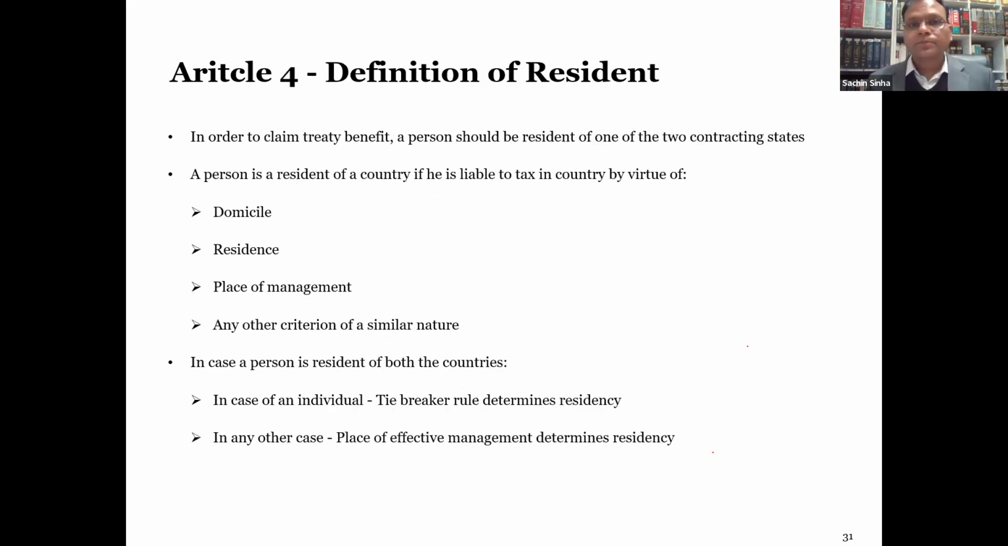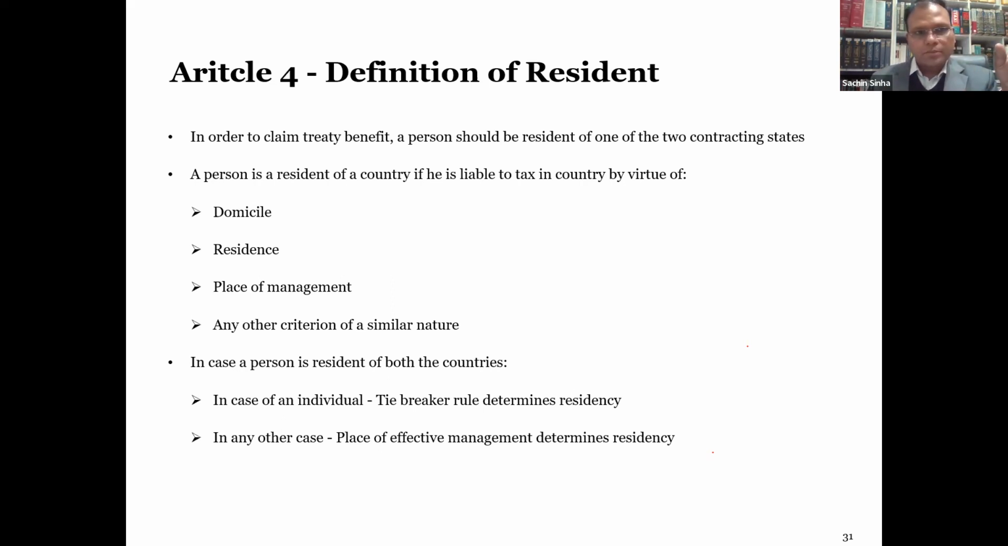So coming to residence. Why is the residency test important? Because since the beginning we are discussing, I am a resident of India, or the company is a resident of Singapore, or the person is a resident of the US. So what does it mean basically, and why is this important? Because if a person who is a resident of Singapore has income in India, then of course India is the source country and Singapore is the country of residence for that person.